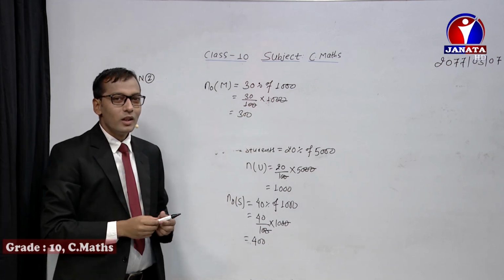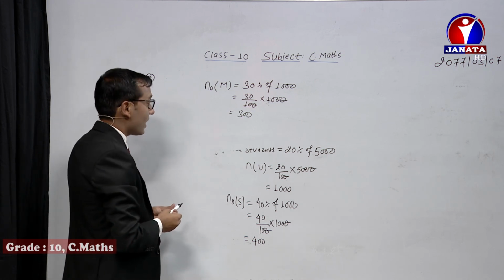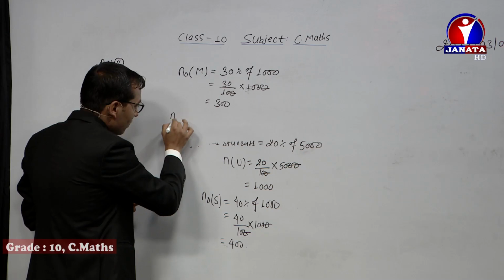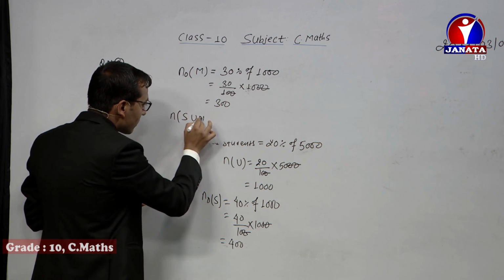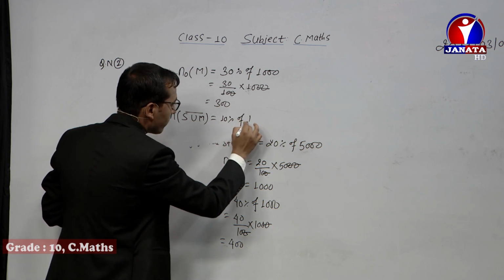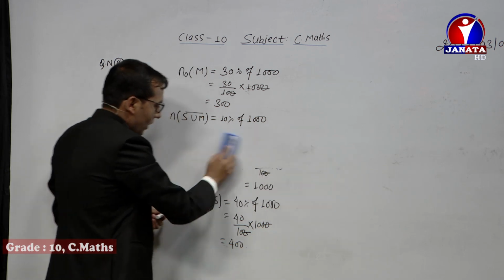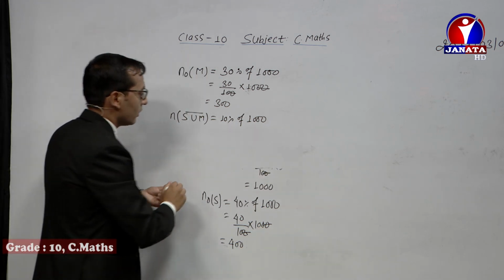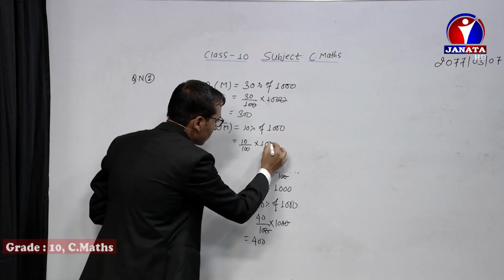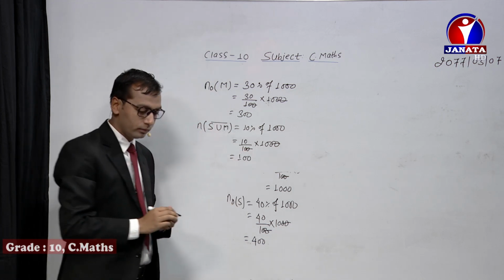And we also have one more piece of information. It's 10% of them failed in other subjects. So we can take this as the complement. So 10% failed in other subjects. So n of (science union math) complement is 10% of 1,000. I hope you are calculating along with me. So what is 10 over 100 times 1,000? It's 100.